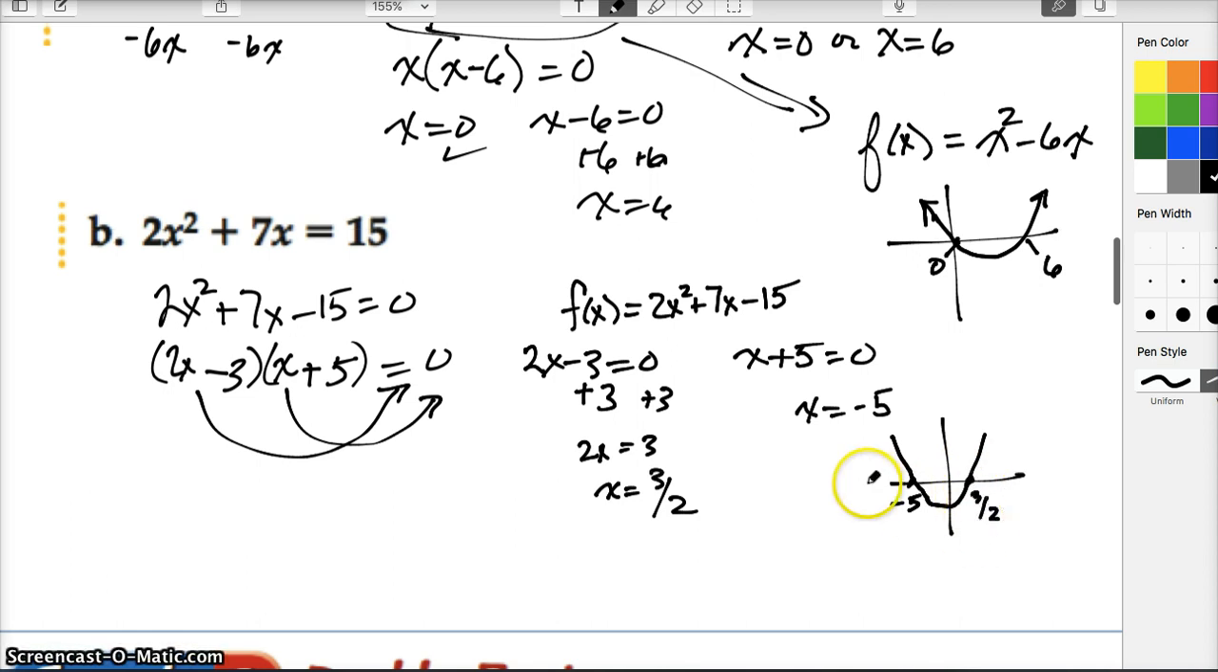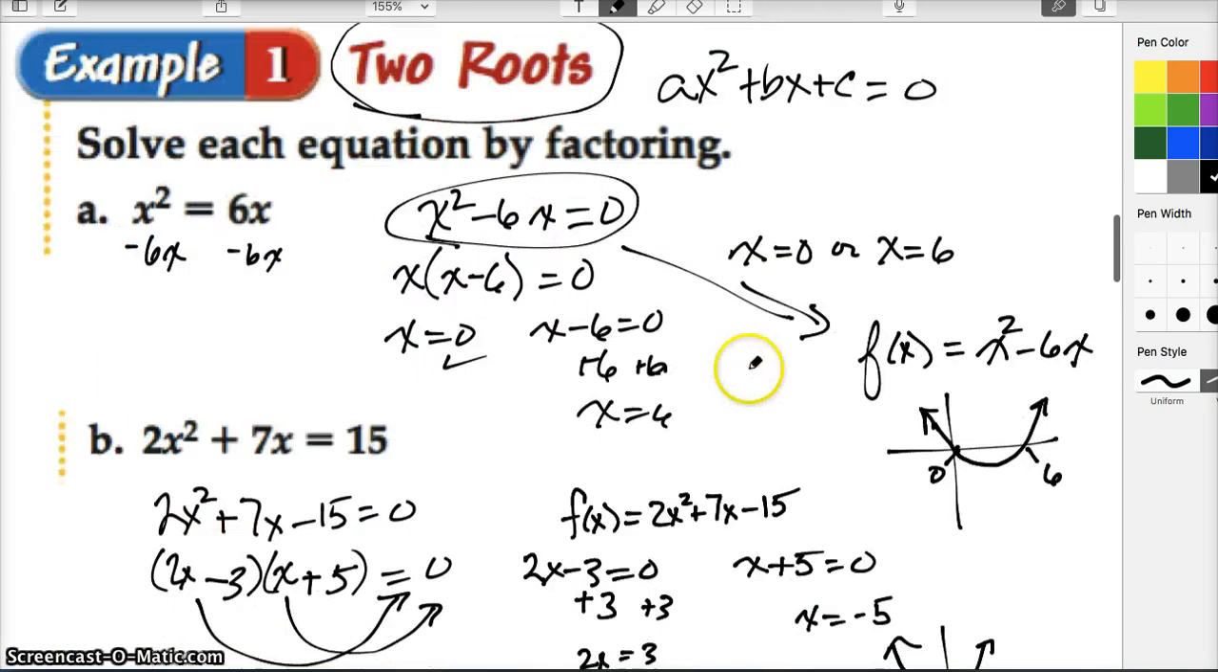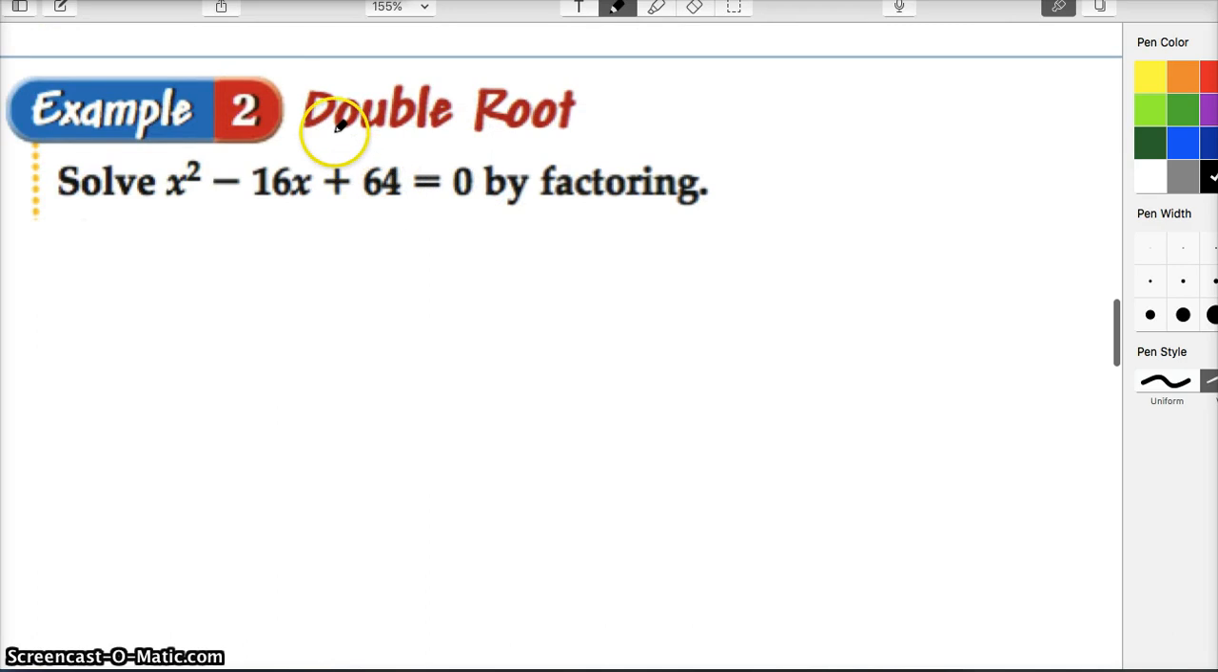I don't like the way I'm saying that, so let me try it again. When x is equal to negative 5, y is equal to 0. And in this function, when x is equal to 3 halves, y is equal to 0. All right, and so that's what a root is. And so sometimes we could have two different roots like we have here, and sometimes we can have what we call a double root, which means the same root twice. Technically, it really means one root.